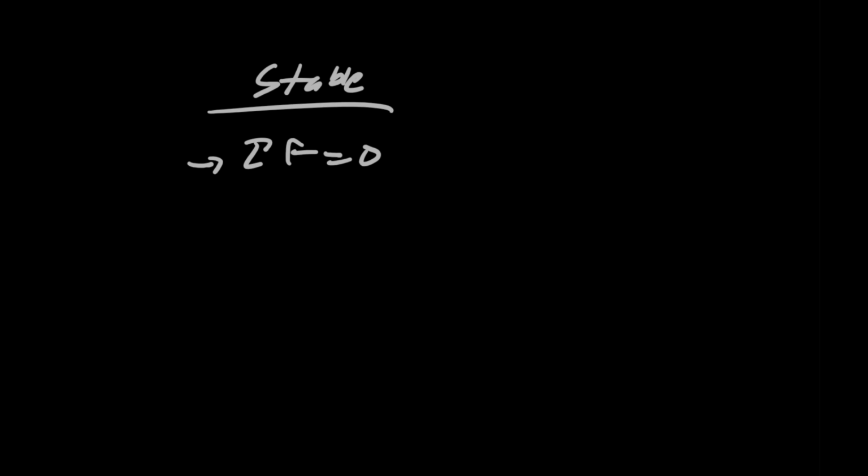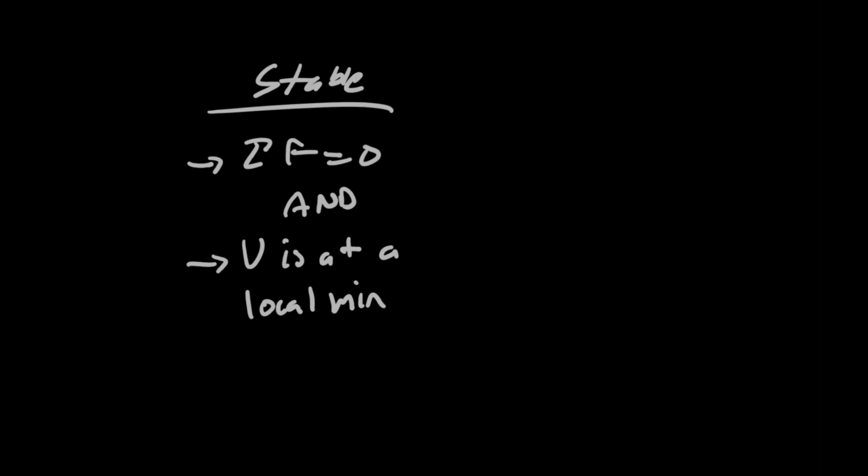We should also briefly deal with the concepts of stable and unstable equilibrium. So what is stable equilibrium? A stable equilibrium is a place where the sum of the forces is equal to 0 and U is at a local min. So let's say we have a little roller coaster track here, and we have a ball that is at the bottom of the track.